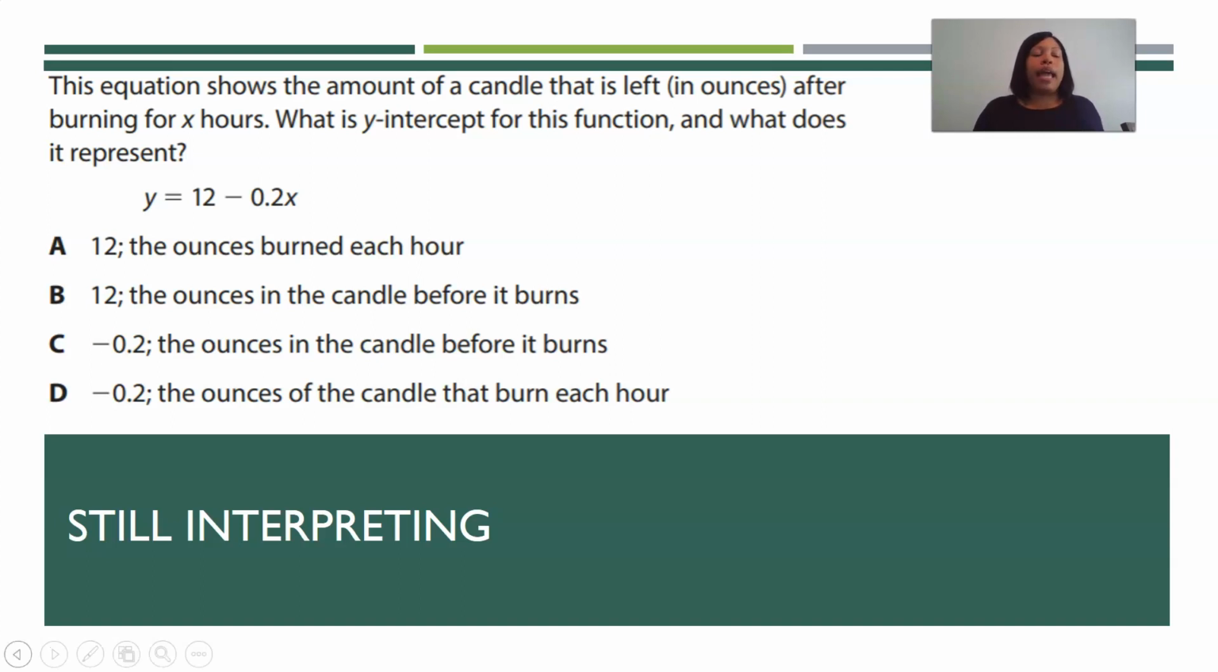So then I can already now eliminate C and D, correct? So then let's go back to A. It says, well, my ounces burn each hour. That word each means that it's changing. We've already established that 12 is not changing. So A is now out. So then all I'm left with is B. B was the ounces of the candle before it burned. And I wanted to show you this problem because there are going to be times where the questions are not saying this is your initial value, this is your slope. It's going to give you things such as each and before to let you know that you need to be able to hook those words together.